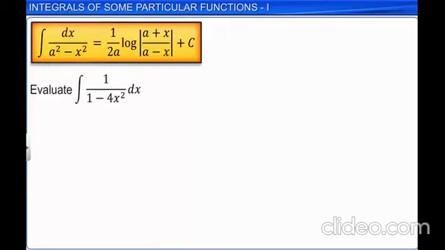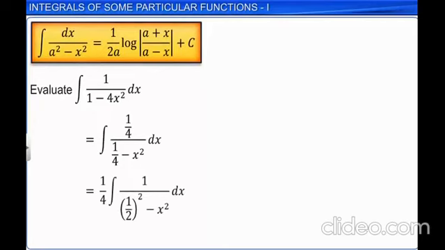We will divide the numerator and the denominator of the integrand by 4. This will make the coefficient of x square as 1. 1 upon 4 in the denominator can be written as (1 upon 2) whole square. Now, the integrand is in the standard form, where a is equal to 1 upon 2.